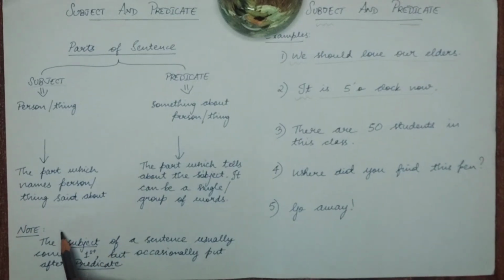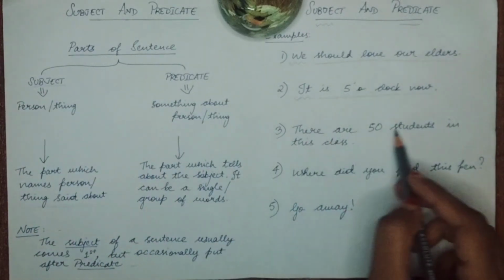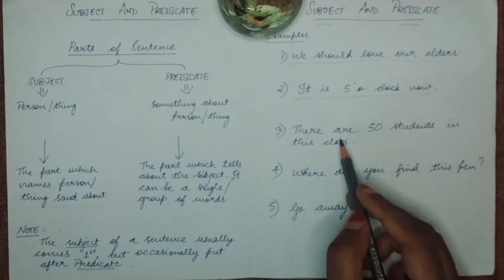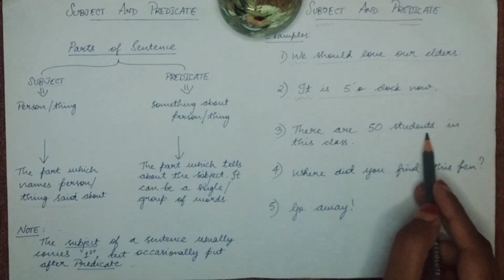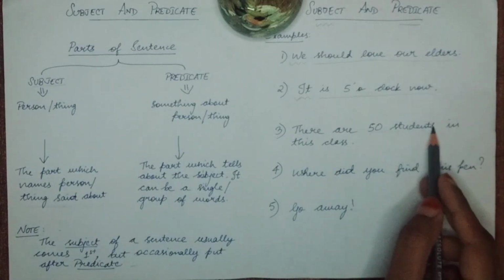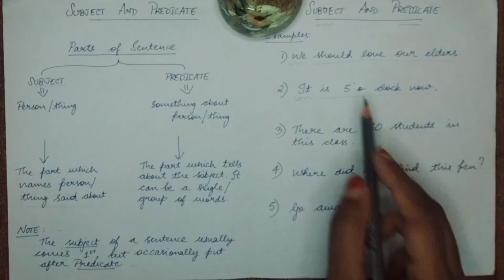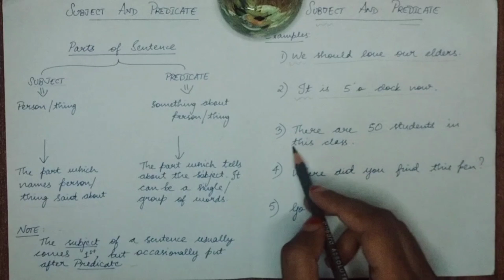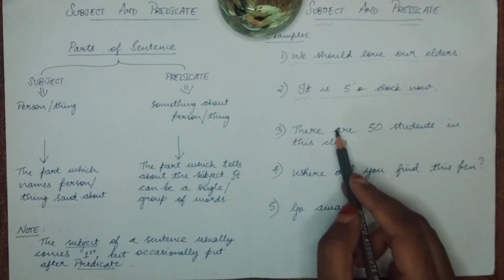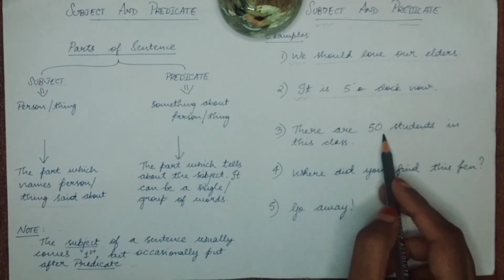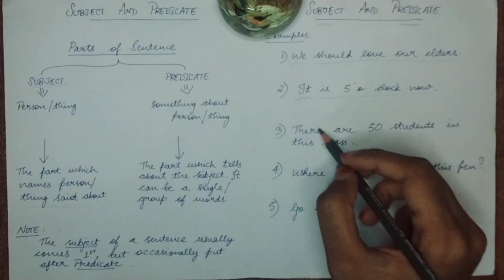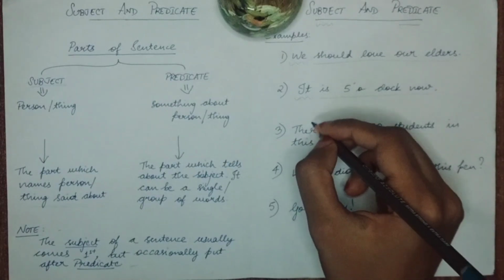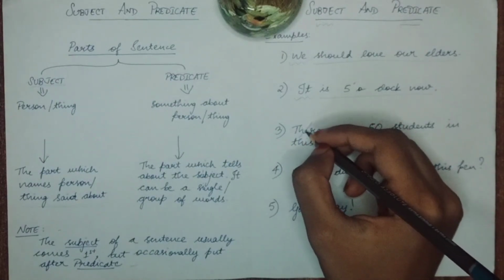So in this case, if you see, there are 50 students in this class. What does this sentence talk about? It talks about 50 students in this class. So obviously the students here are the people, and will be the subject over here. So 50 students is the subject here, and are in this class, which is the remaining part of the sentence which talks about the subject, will be the predicate. You might have noted that I have not taken there over here. There is an introductory part of the sentence. It doesn't come anywhere in the subject or predicate.